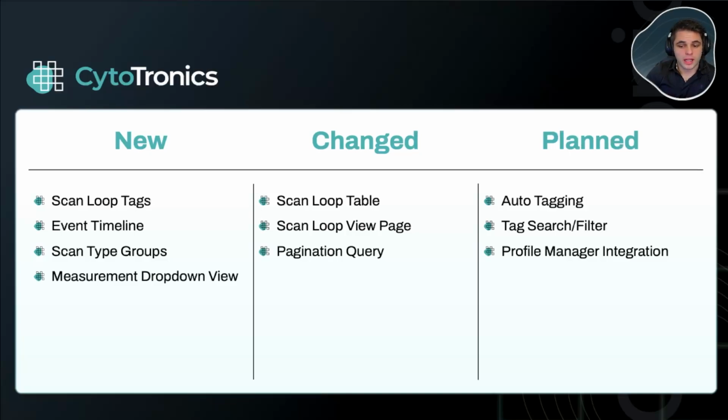Now looking ahead, I'd love your feedback on a few planned features. The first being auto tagging. How should we define rules or triggers that can intelligently tag scan loops and prompt users to add more insight? The next being the ability to search and filter tags. While this technically exists already, the current query syntax isn't very intuitive. We want to make tag-based searching more user-friendly, both for users and the data science team. And lastly, integration with Profile Manager. How should tags be utilized in profile management and accessible throughout all dashboards? So, with all this in mind, let's get to the demo.